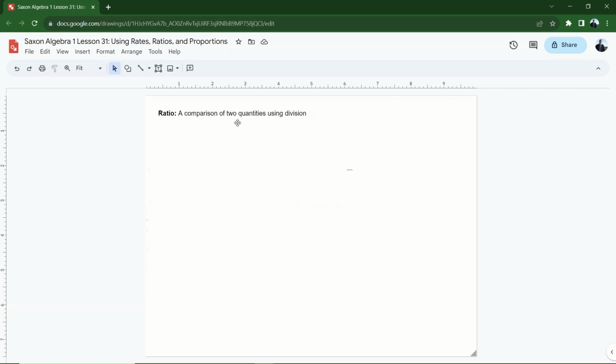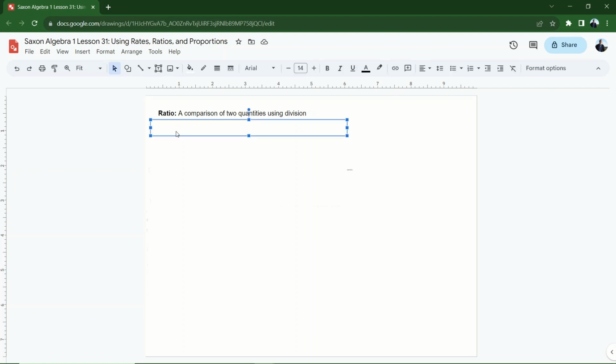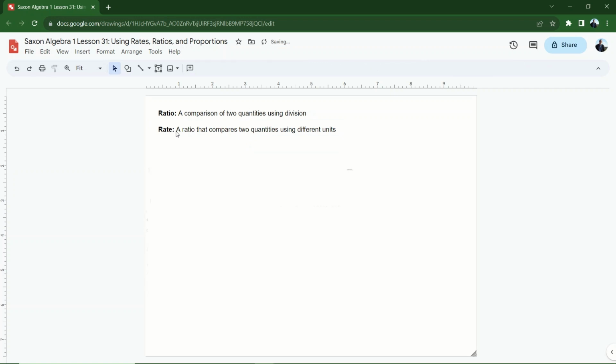And once again, I just want to point out that when I talk about ratios, we're really talking about rational numbers. And remember, rational numbers not only include numbers expressed as fractions, but also more specific categories of numbers. Integers, whole numbers, and natural numbers are all examples of rational numbers that can be expressed as ratios. A rate is a special kind of ratio where we compare two quantities using different units.